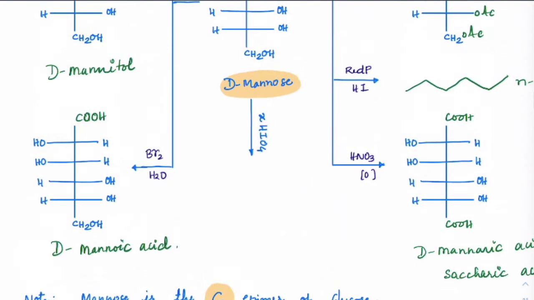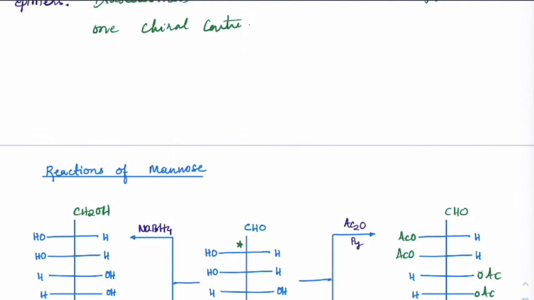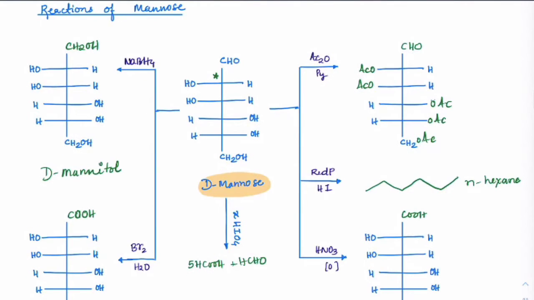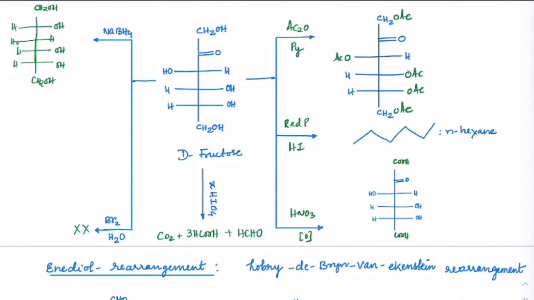Mannose I have not written, just check out. Mannose will be the same as that of glucose, so 5 HCOOH plus HCHO. As far as the syllabus is concerned, we have only glucose, but since mannose is exactly the same, all the reactions are exactly the same, just the naming is different, you might be asked. Fructose, just in case, I give you.